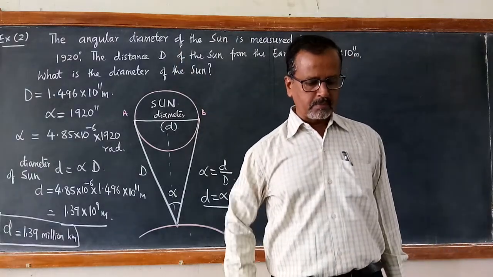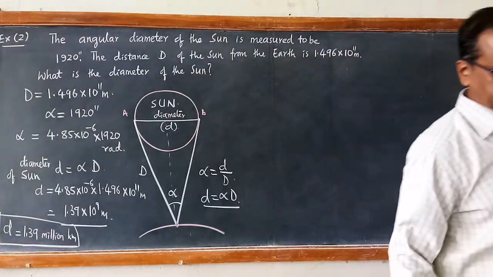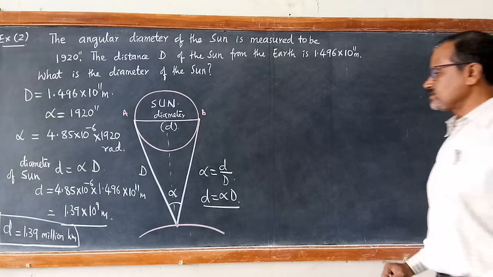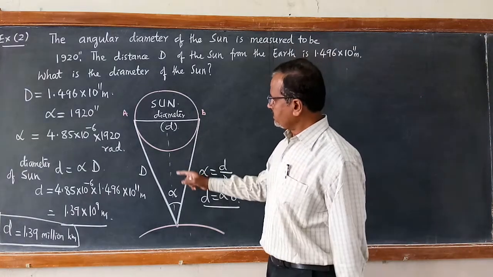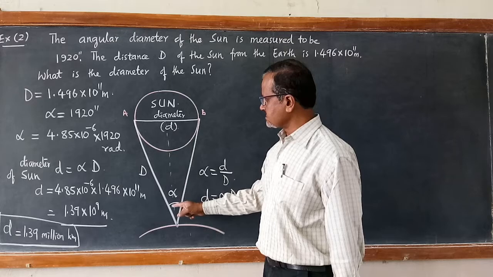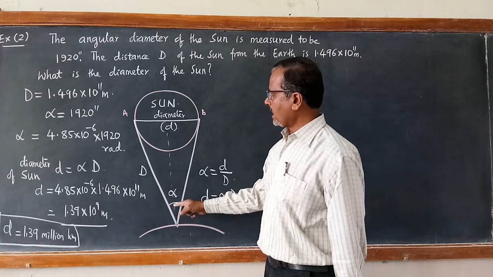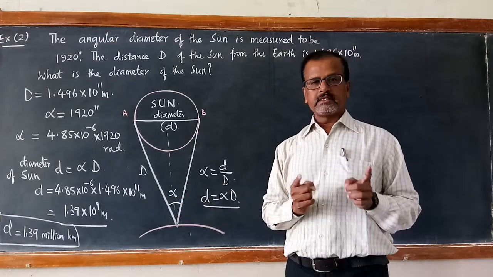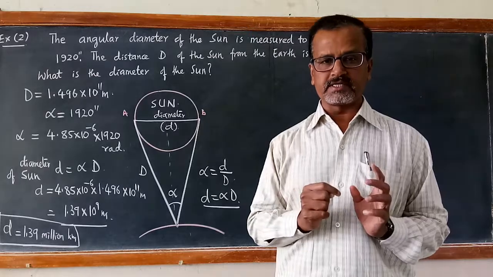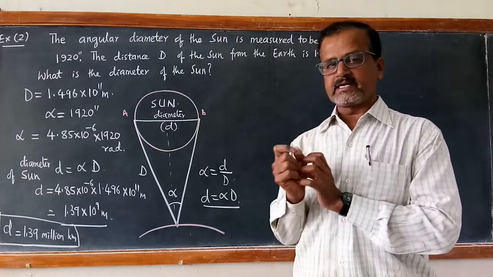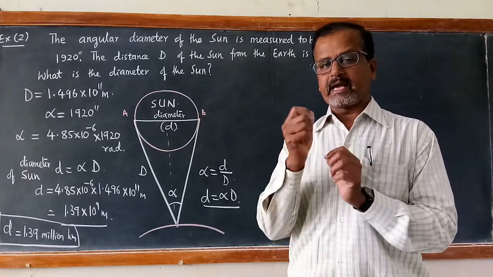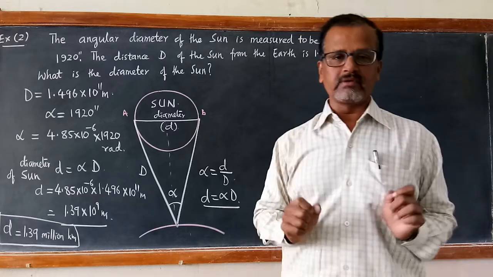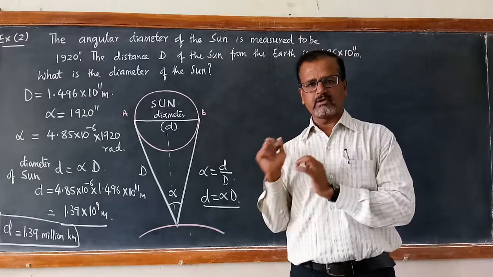Now we will solve one more problem. It is the problem based on the diameter of the sun and distance of the sun. And yesterday we found out the distance of the moon from the earth's surface. Using this data, how can one calculate the diameter of the moon? This is interesting. That we will solve now.